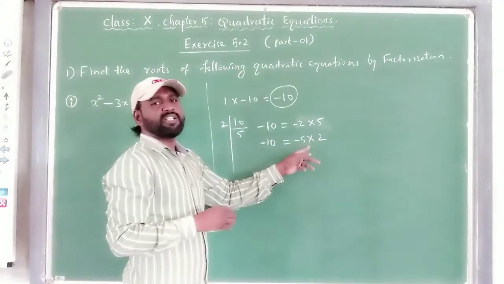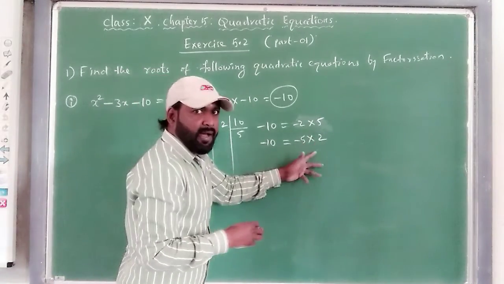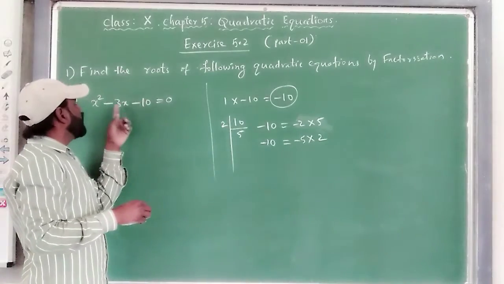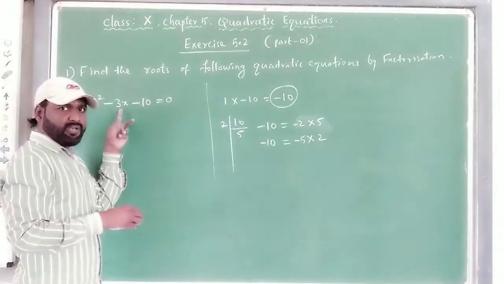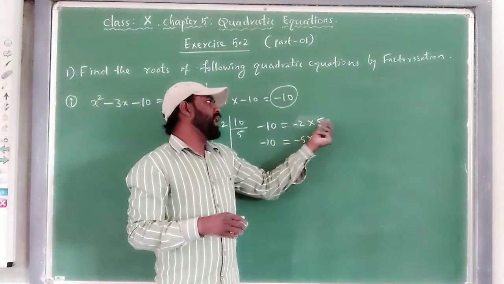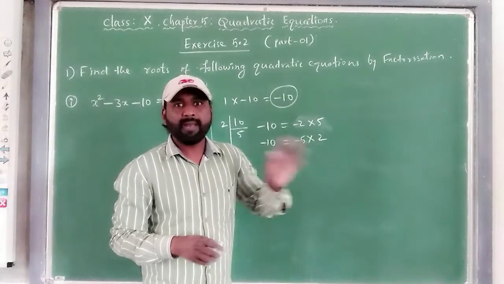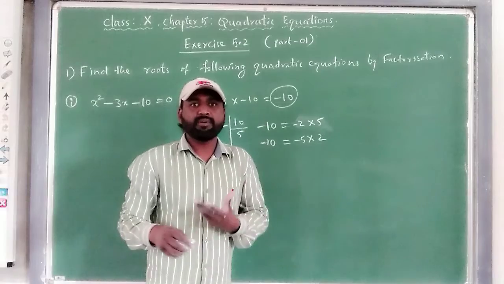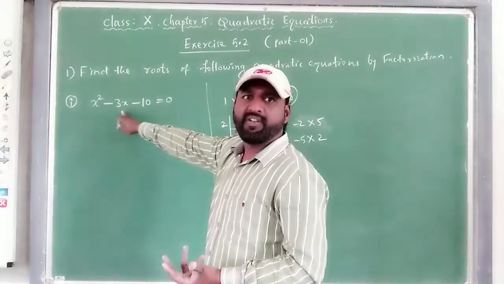But which combination do you have to choose? Which pair do you have to choose so that the difference or the sum must be equal to the coefficient of the x term? What is the coefficient of the x term here? Minus 3. So which pair should I choose? 2 and minus 5, or minus 2 and 5. 5 minus 2 will be plus 3, but minus 5 plus 2 will be minus 3. We need to get minus 3, because minus 3 is the actual coefficient of x.